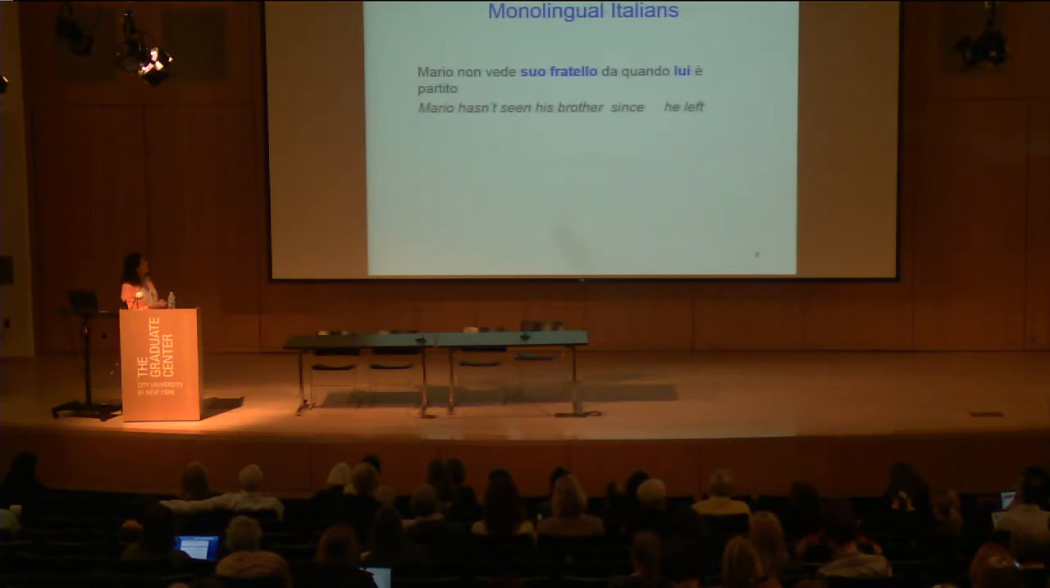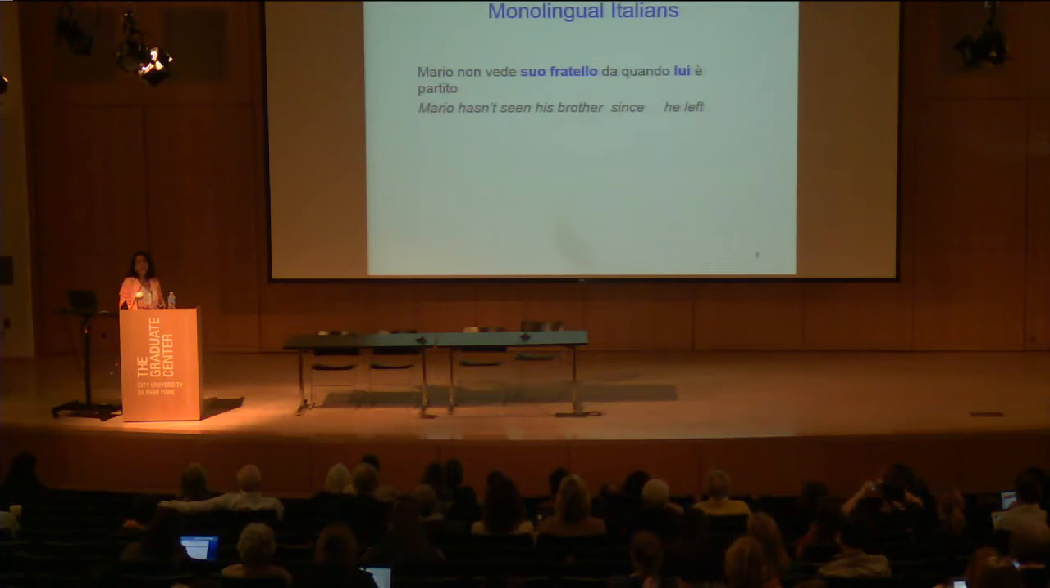Now, let's illustrate this. If you're a monolingual Italian, and you see a sentence like this, that says, Mario hasn't seen his brother since he, overt pronoun, left, without any particular stress. That's in bold in color just to show you what I'm referring to. The preferred interpretation is that he, the overt pronoun, refers to his brother. It doesn't refer to Mario, who's the subject. It refers to the non-subject.